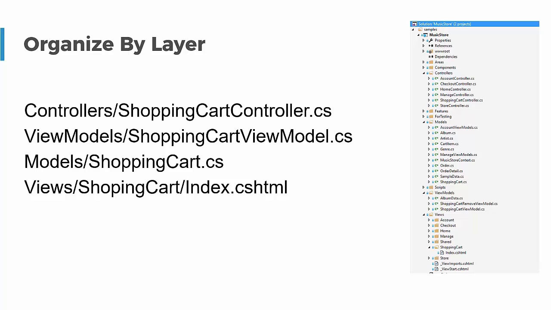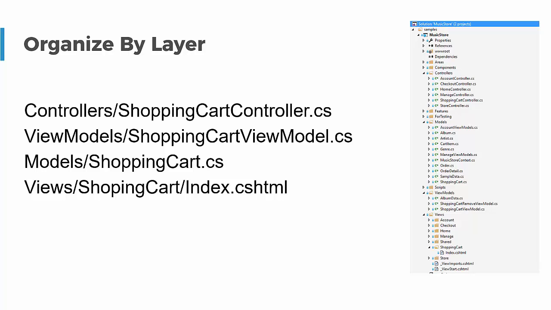So if you wanted to make a change, let's say to something on the shopping cart, this is kind of what the project structure looked like. I have the solution open on the right here of our music store, and all the controllers are grouped together, models, etc. So if you're making a change to something to do with the shopping cart, these are the files that you would have open.